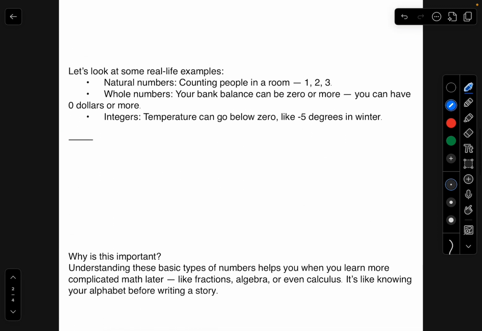Let's look at some real life examples. Natural number: counting people in a room, 1, 2, 3, and so on. Whole numbers: your bank balance can be zero or more. You can have $0 or more dollars. Integers: temperature can go below zero, like -5 degrees in the winter.